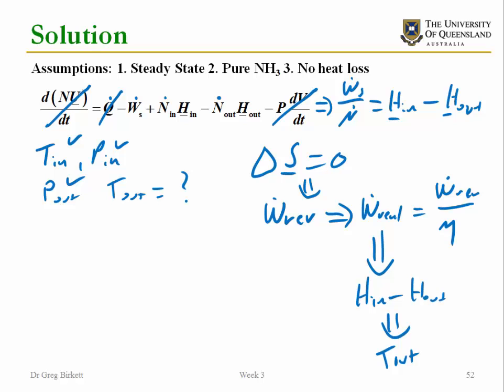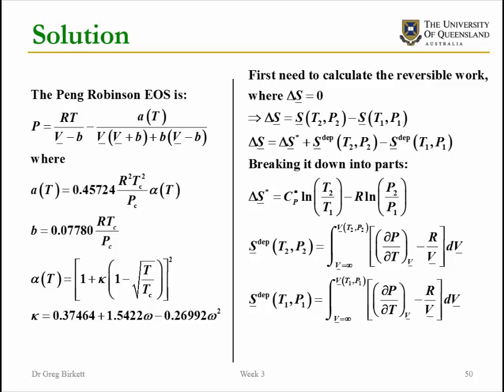So this is a multi-step process, and we're familiar with this process from having done these types of calculations using tables, but we now want to do this calculation using equations of state instead. So we'll start by looking at how we're going to calculate delta S using our equation of state, and the equation of state that we're going to use is the Peng-Robinson equation of state.